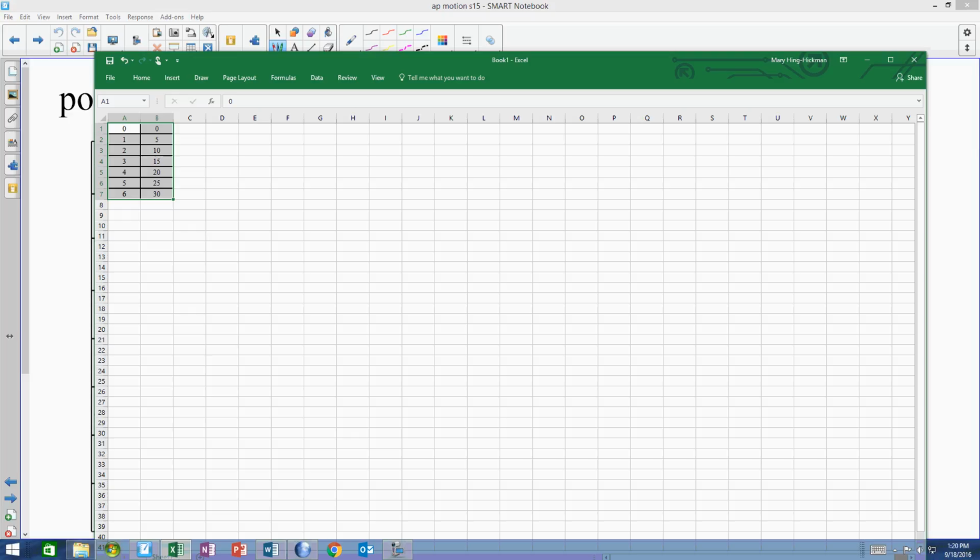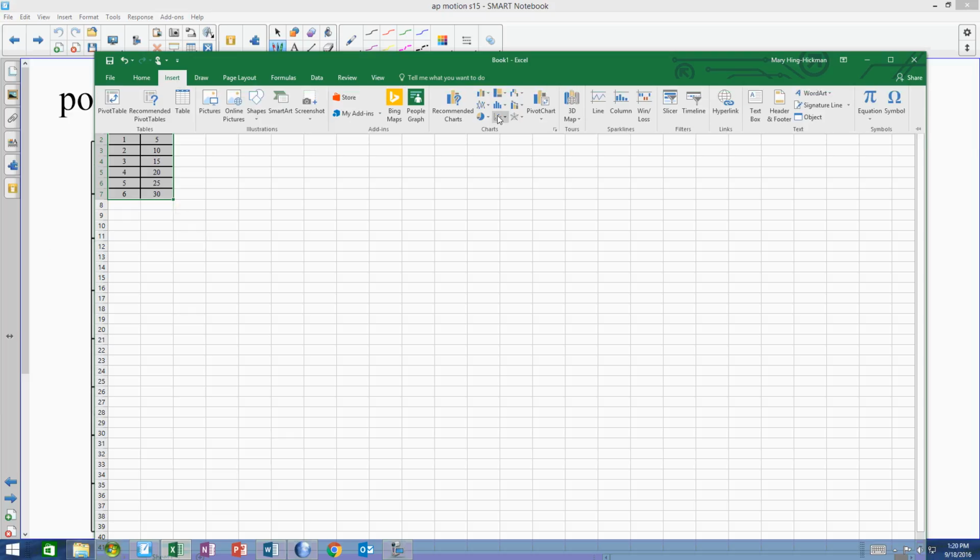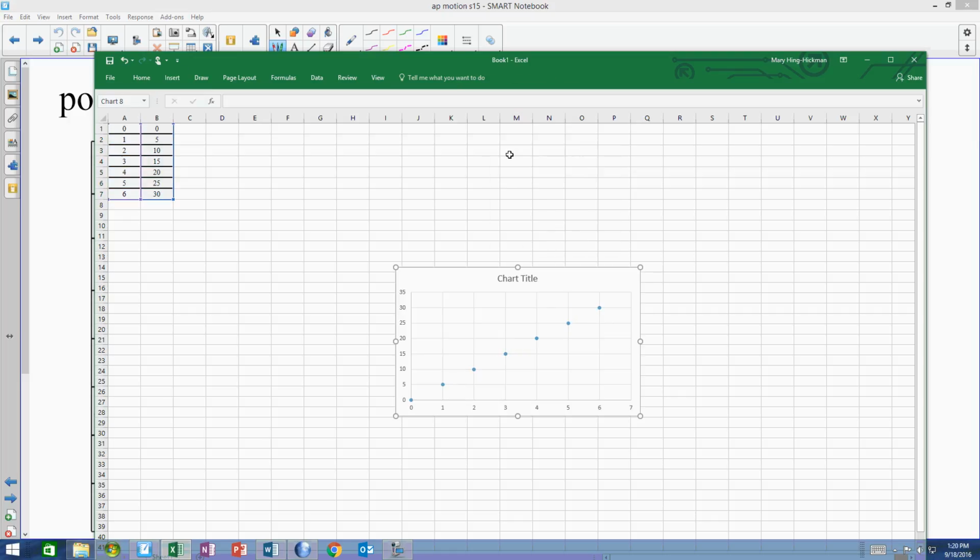Okay, now for those of you that don't know how to plot data on Excel, you might want to go ahead and watch this. I'm going to do Insert, and insert a scatter plot with no lines connecting the data. I'm going to pick this one. Okay, so there's my graph. Notice how easy that was. Here's my independent variable, here's my dependent variable. It's already done for me.